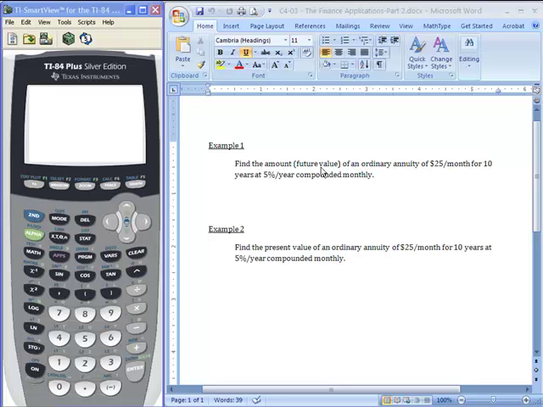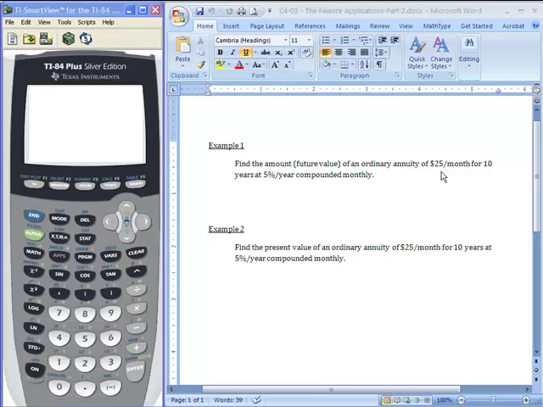It asks us to find the amount or future value of an ordinary annuity. Remember, we're always working with ordinary annuities of $25 per month for 10 years at 5% per year compounded monthly. So someone is depositing $25 every month into an account that earns 5% per year. Interest is compounded every month. All this happens at the end of months. And this is going to happen for 10 years.